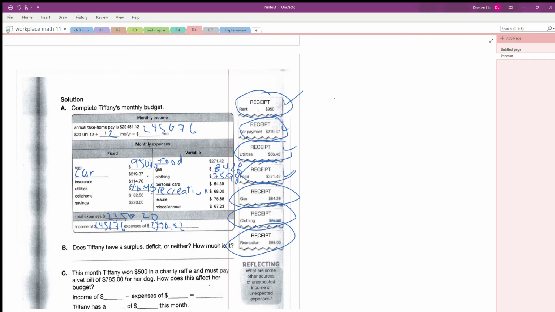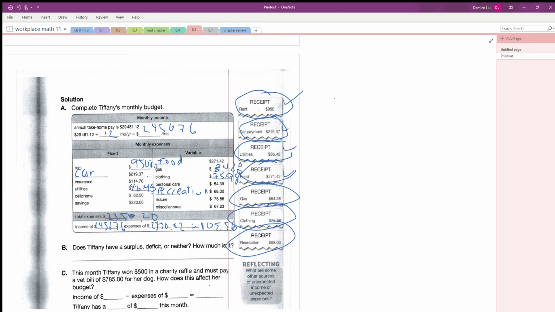And notice that her income is higher than her expenses. She is going to have more money at the end of the month, right? She's going to have $105.56.